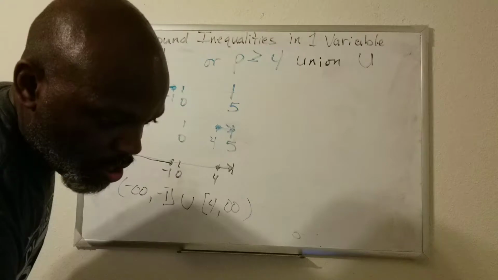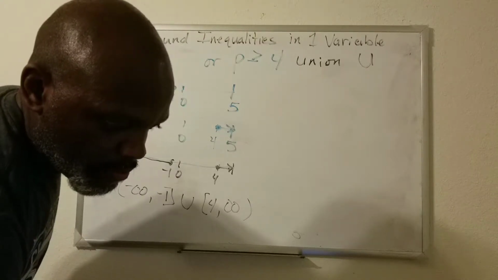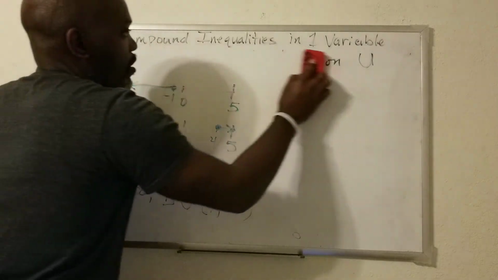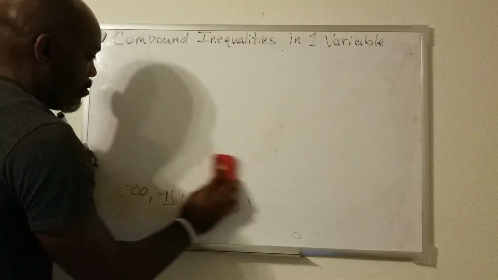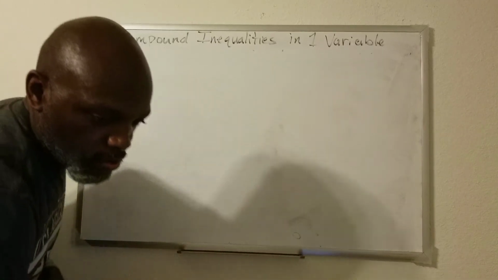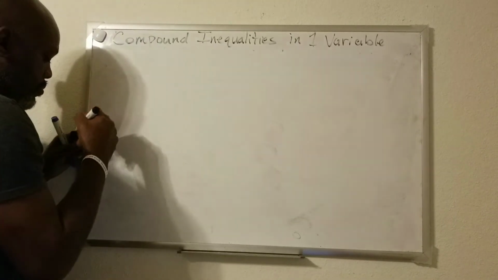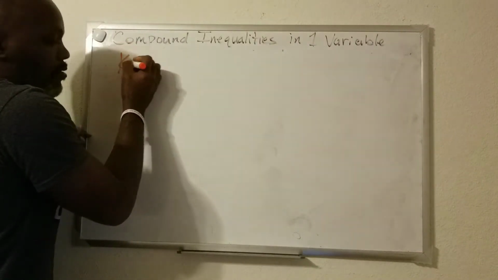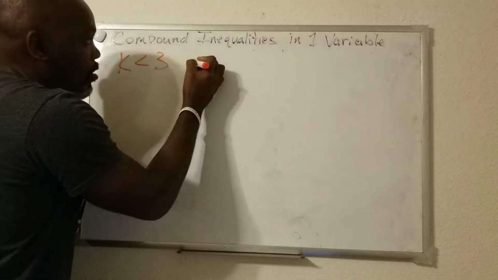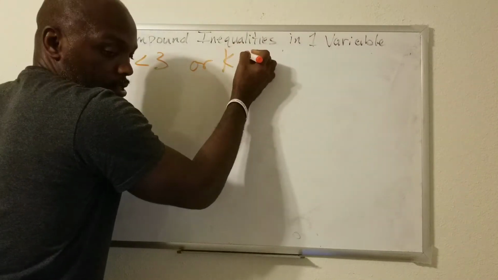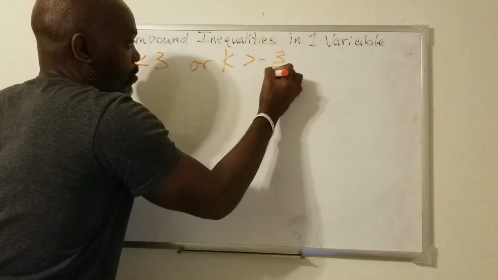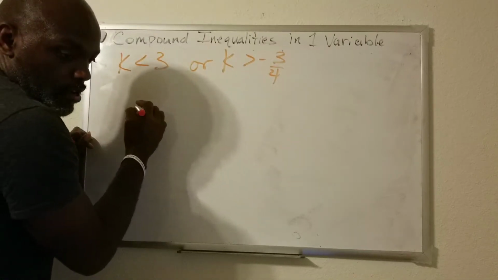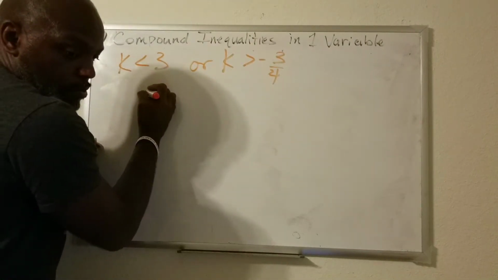And then you have the special cases. Special cases. Let's say that it's been solved. You know how to solve those problems. And you get to the point where it is K less than 3 or K greater than -3/4. Okay. So we're going to have the same numbers.